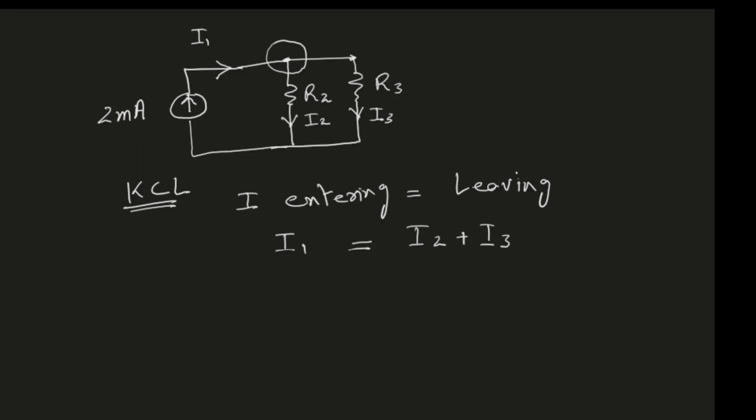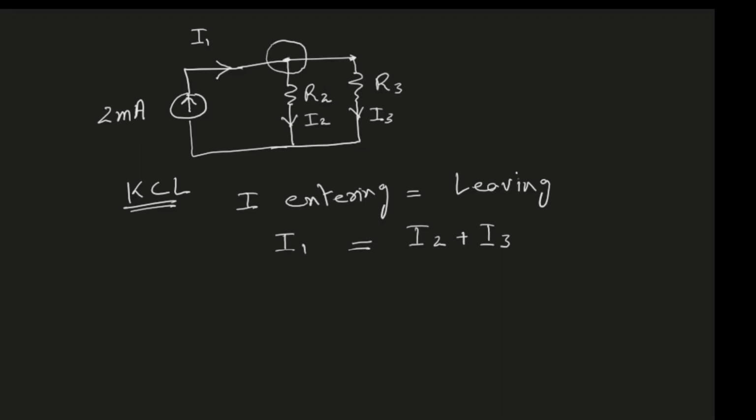All right. Now I want to find I2 and I3. But the problem is that I do not know the voltage drop across R2 and R3. If I knew the voltage drop, then it would be very simple. I could have just used Ohm's law. But in this case, we do not know how much voltage the source will produce because it's a constant current source. So we do not know the voltage.